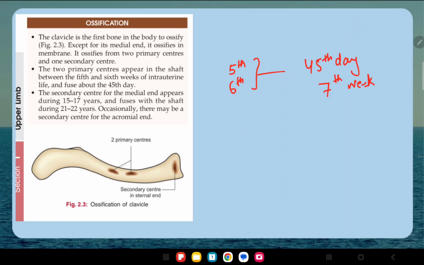So this was all about the ossification and the attachments associated with the clavicle. At this level, it's enough. But if you want to know the detail of membranous ossification and endochondral ossification, do comment down. Only then will I make a video on that topic.